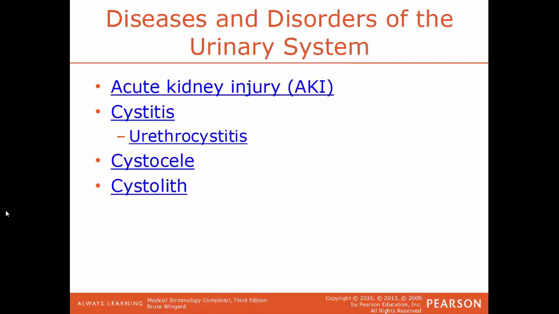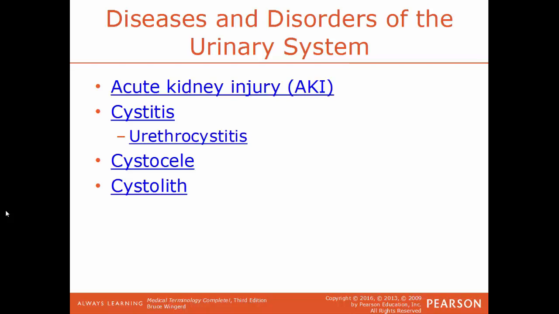All right, now I'll talk about some particular diseases and disorders of the system. The first one, AKI, acute kidney injury. This is a condition where there's a very sudden decrease in kidney function. And sometimes this is called acute renal failure. Cystitis. This is the inflammation of the urinary bladder. And if that inflammation spreads to the urethra, then it's classified as urethrocystitis. Cystocele. This is a herniation of the urinary bladder into the vagina of a woman.